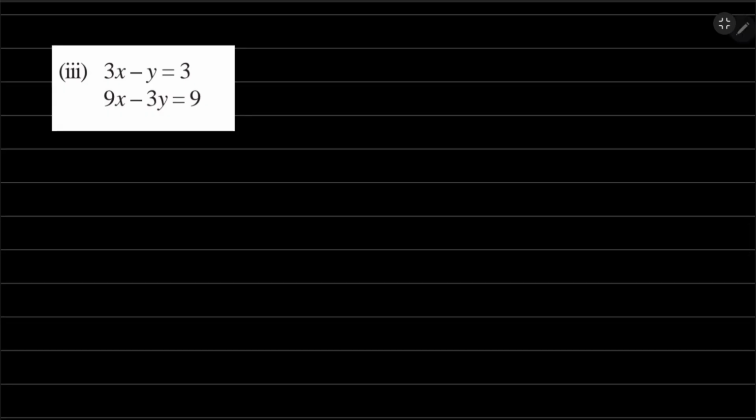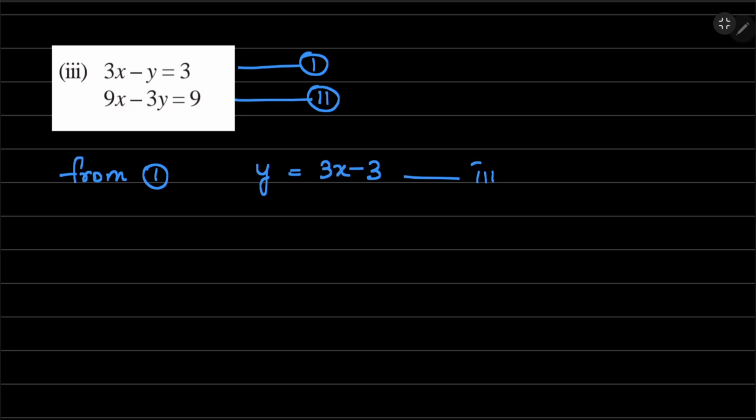3x minus y equal to 3 and 9x minus 3y equal to 9. As usual, let the first one be equation 1, let the second be equation 2. So, from equation 1, I can write what is y. If you see here, y goes to the RHS to become plus y, and 3 comes to the LHS, so it will become minus 3. So, y is equal to 3x minus 3. Let this be your equation 3.